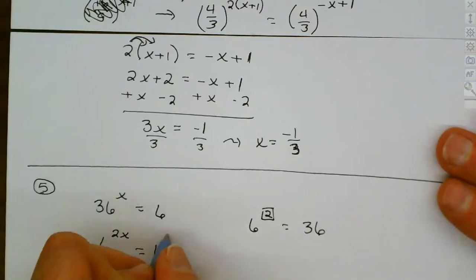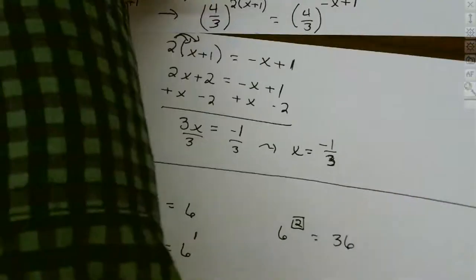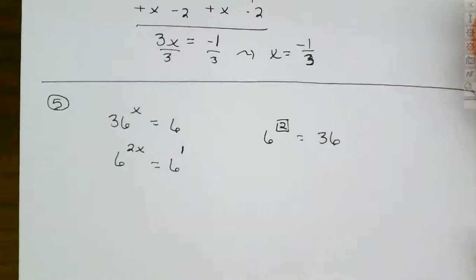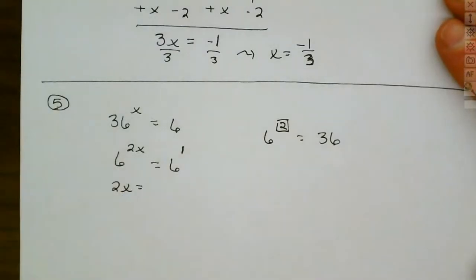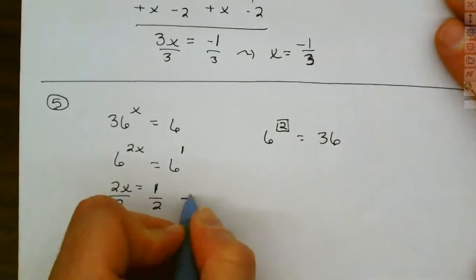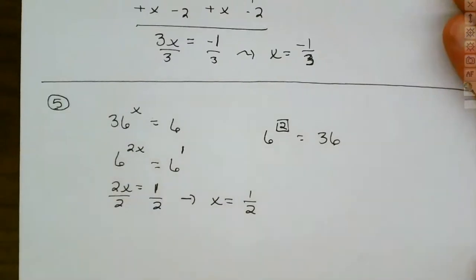Now, if there's no number here, that's an automatic exponent of a 1. Now we can finish it. So what would our equation now look like? The bases are the same. So the exponents must be the same. So 2x equals 1. We'll divide by our 2. And our answer for that one is x equals 1/2.